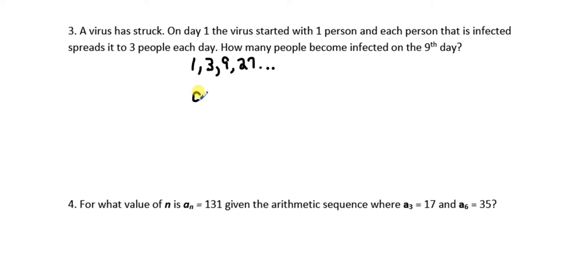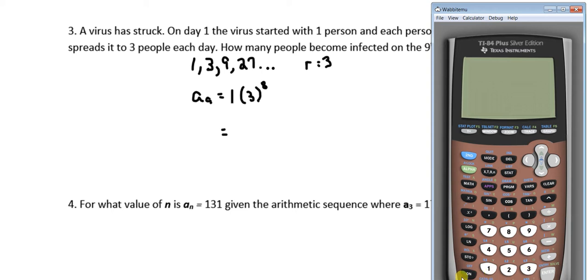Well, once again, AN is equal to A1, which is 1, times R, which we're multiplying by 3 every time. R is equal to 3, to the n minus 1 power. So if we want the 9th day, we'd put it to the 8th power, 9 minus 1. So 1 times anything is 1, so it's just 3 to the 8th power. And let's do that, 3 to the 8th. 6561.